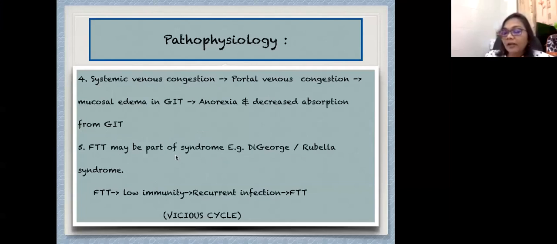Again, another important factor in how CHF leads to failure to thrive is that you know that there is systemic venous congestion in heart failure. This causes portal venous congestion, which causes edema in the mucosa of the gastrointestinal tract. This can cause anorexia and decreased absorption from the gastrointestinal tract, which contributes to failure to thrive. Also, failure to thrive could be a part of a syndrome which the patient is having along with the heart disease like DiGeorge or rubella syndrome. Also, you have to keep in mind that failure to thrive leads to low immunity, and this leads to recurrent infection, and this becomes a vicious cycle.